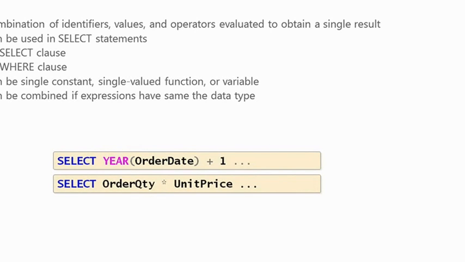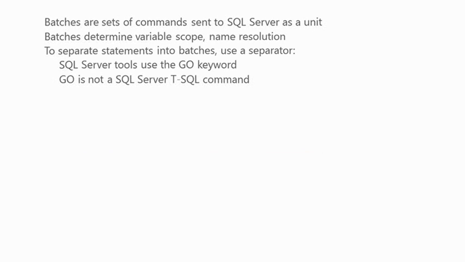We have some expressions here, like we're doing a select for a year, the order date plus 1. We have select order quantity times unit price. So we can get very creative with our select statements. We don't have to just do select asterisk from a table name and walk away. We can actually go in and get creative and customize that result set. And we're going to look at some of the opportunities we have for the customization of that result set by using some of these expressions that we have available to us.